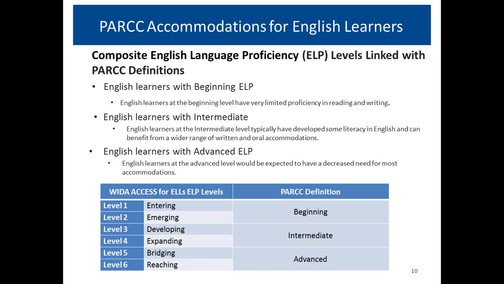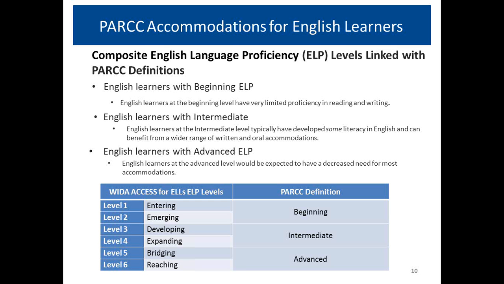So in the PARCC Accessibility Features and Accommodations Manual and in the DC CAS to PARCC crosswalks that Annette mentioned earlier, you'll see references to beginning, intermediate, and advanced English learners. So here you'll see on the left the WIDA access levels, which your students may have gotten from last year's access exam, and how they correspond to the PARCC definitions.